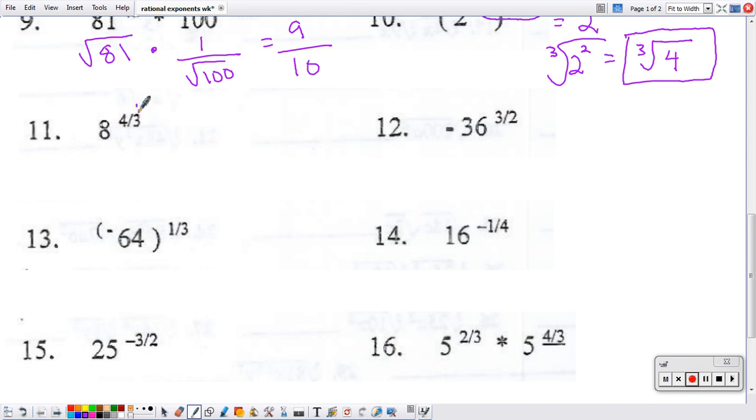3 first. I'm going to go with the 3 first because the cube root of 8 is 2. And then 2 to the 4th is 16.